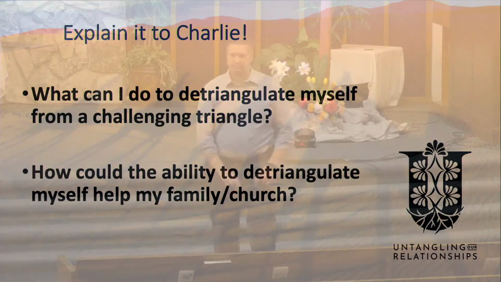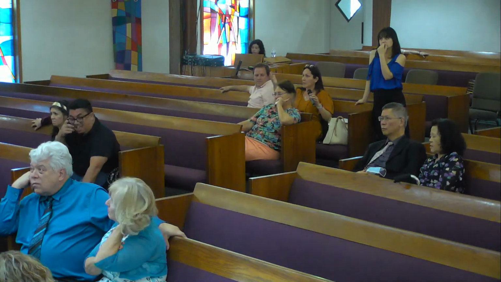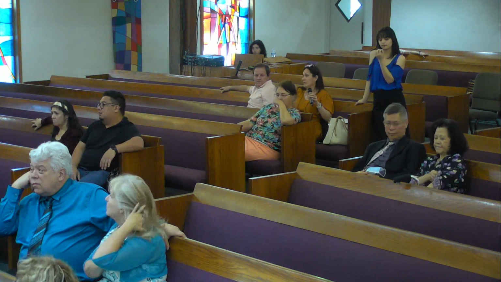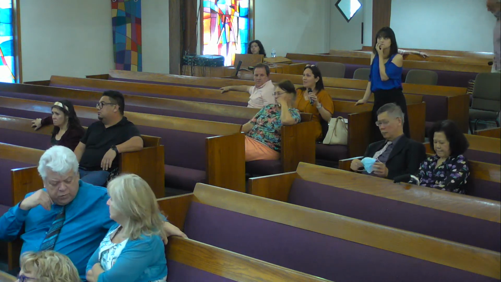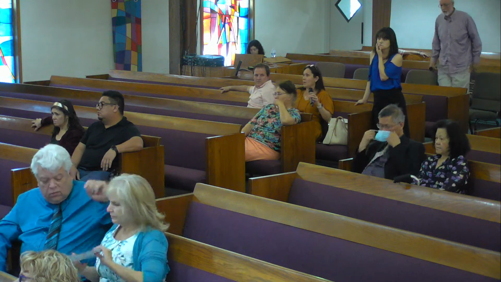I'm going to try and close this up, so help me out. What can I do to de-triangulate myself from a challenging triangle? What are some things I can do? Sketch the triangle, see if it's stable or unstable, and make a plan how I'm going to be able to remove it from that stable or unstable triangle. Or if it's my problem, how I'm going to start resolving it.